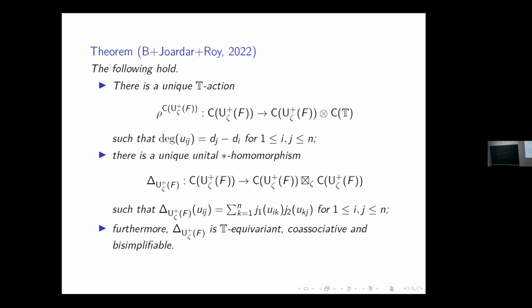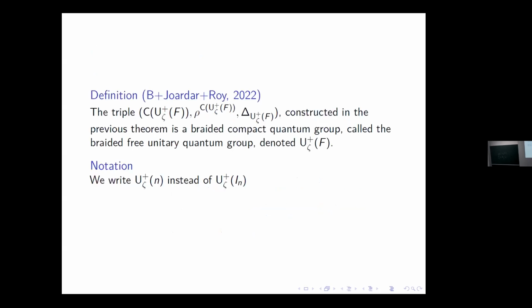I have written j1 and j2 instead of that. Furthermore, the unital star homomorphism is T equivariant, co-associative, and bisimplifiable, so that the C*-algebra, the T action, and the co-multiplication actually give you a braided compact quantum group. It is called the braided free unitary quantum group. If you take zeta to be 1, or the action becomes trivial, you recover the free unitary quantum group for that F. And it's just a small notation: if you take F to be the identity matrix, you write U plus n sub zeta.